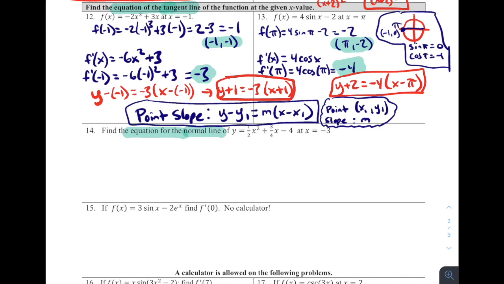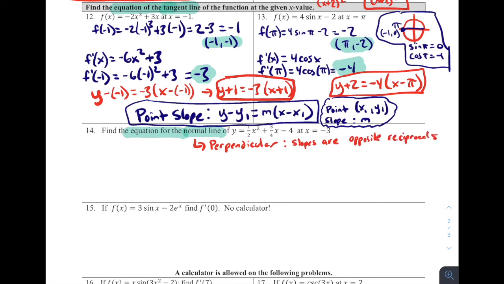They have this word normal line. Tangent lines have the exact same slope as the function at a particular point. This word normal, we should remember, means perpendicular. It is a perpendicular line to the tangent line at that particular point. And from Algebra 1 or from just earlier in high school, we should know that perpendicular lines have slopes that are opposite reciprocals.